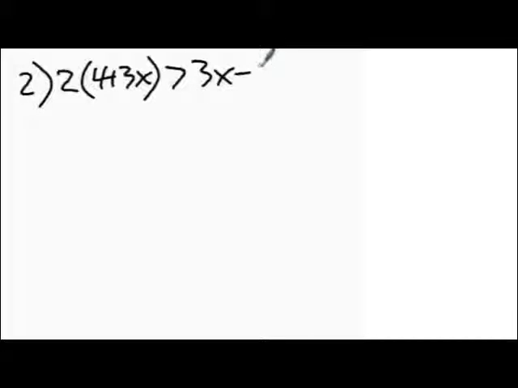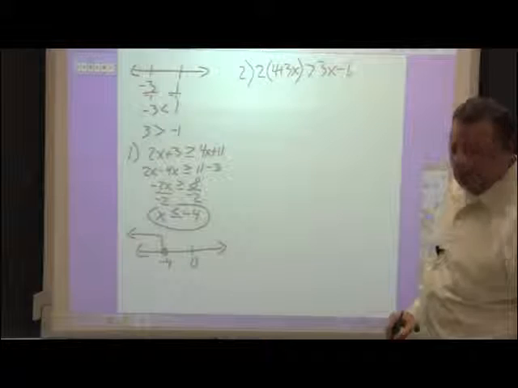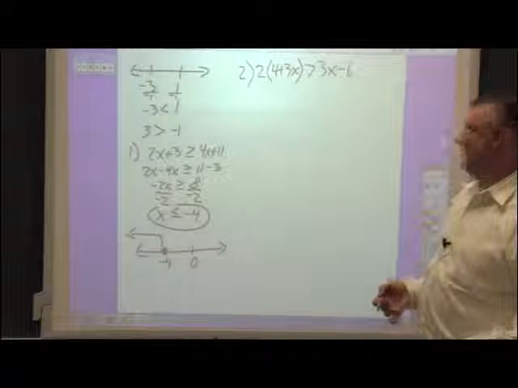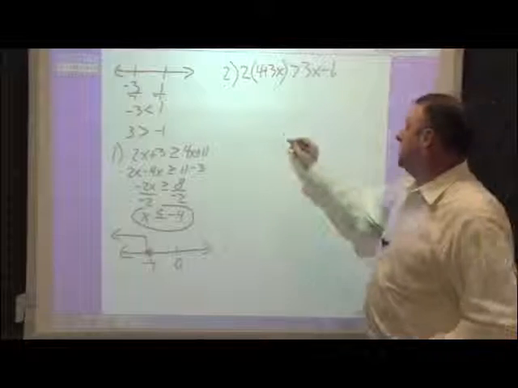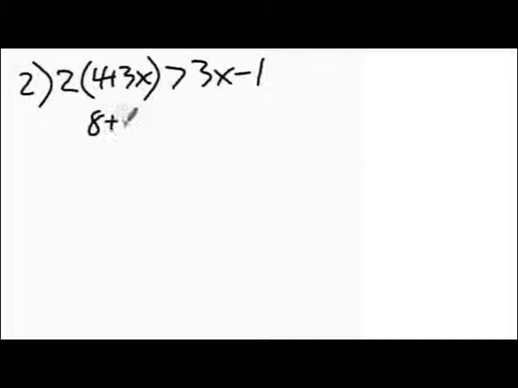2 times the quantity 4 plus 3x, greater than 3x minus 1. Okay, first thing you have to do, you'll notice there's a set of parentheses and there's a number out front of it. You're going to have to distribute that number 2. So we're going to get 8 plus 6x greater than 3x minus 1.